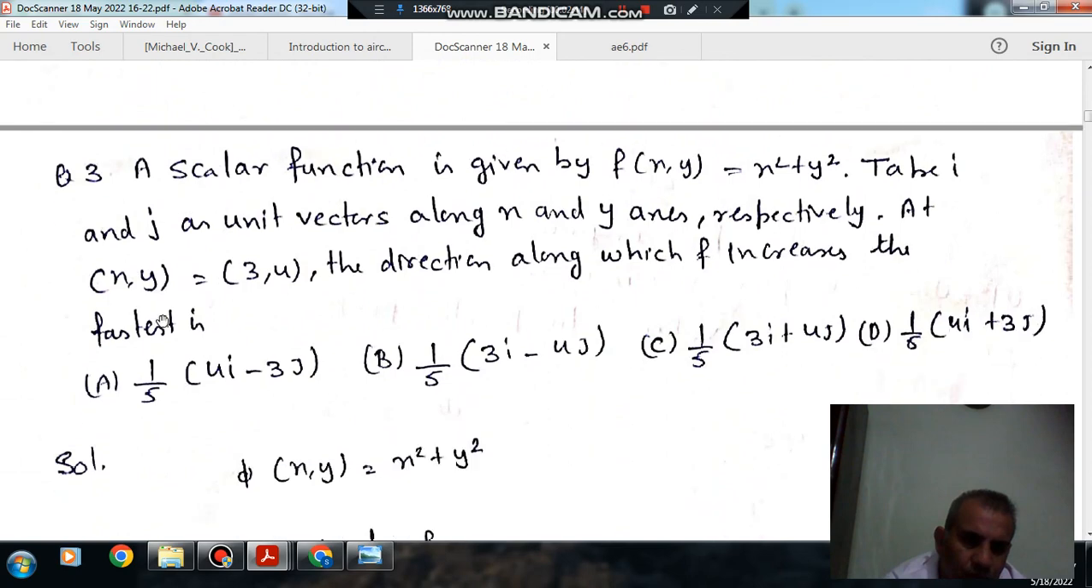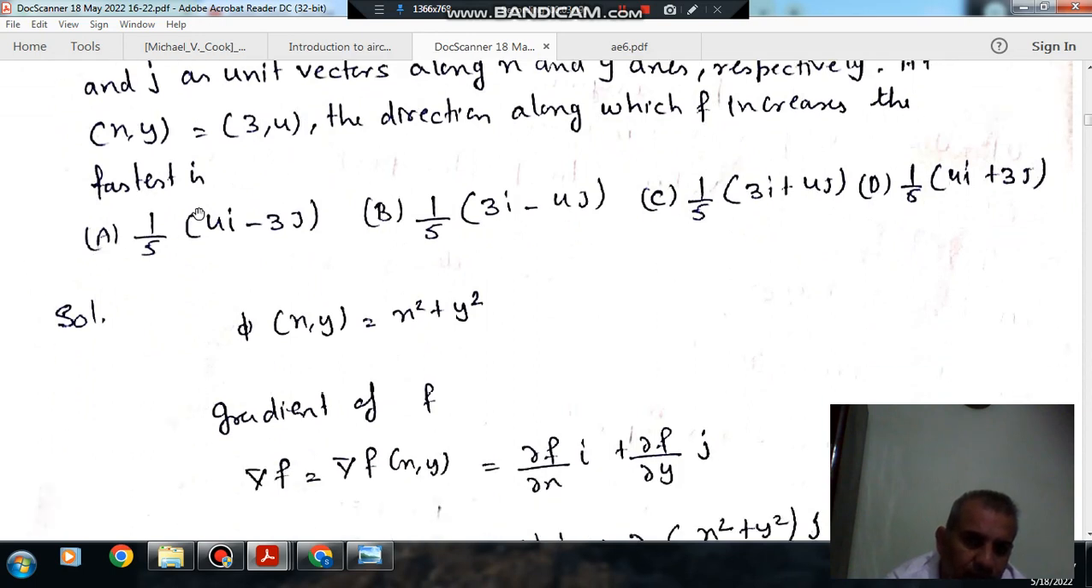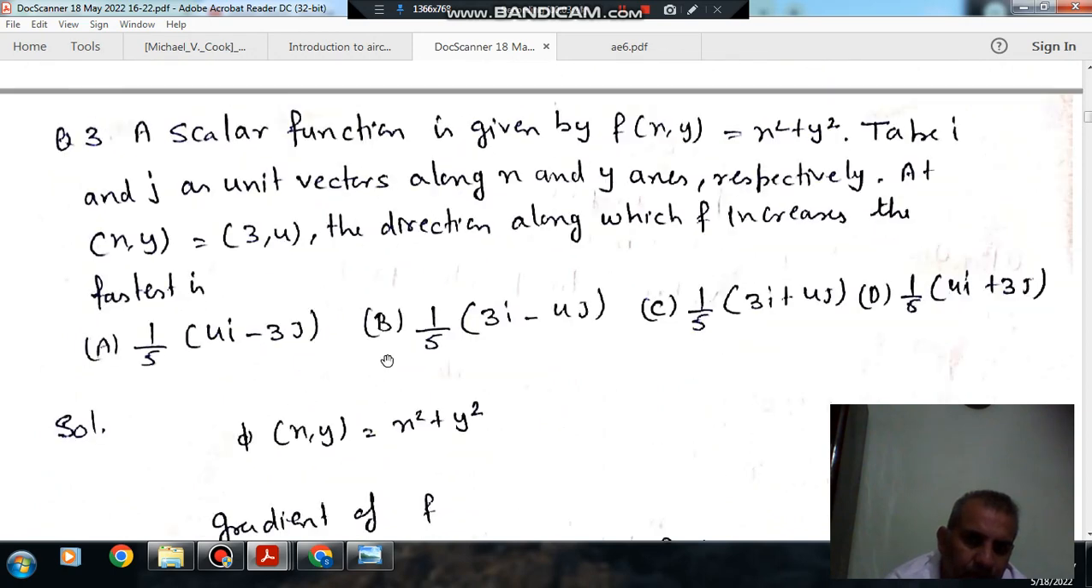Next, question number 3. A scalar function is given by f(x,y) = x² + y². Take i and j as unit vectors along x and y axis respectively. At (x, y) = (3, 4), the direction along which f increases the fastest is: option A, 1/5 (4i - 3j); B, 1/5 (3i - 4j); C, 1/5 (3i + 4j); D, 1/5 (4i + 3j). So here f(x,y) is equal to x² + y².